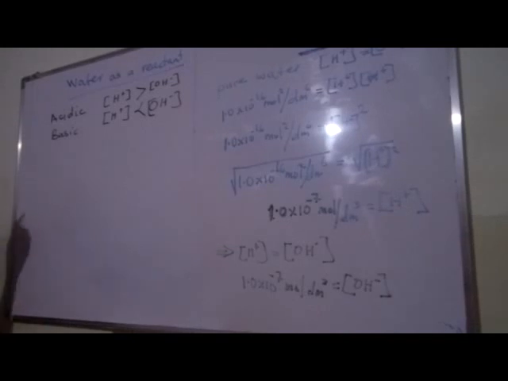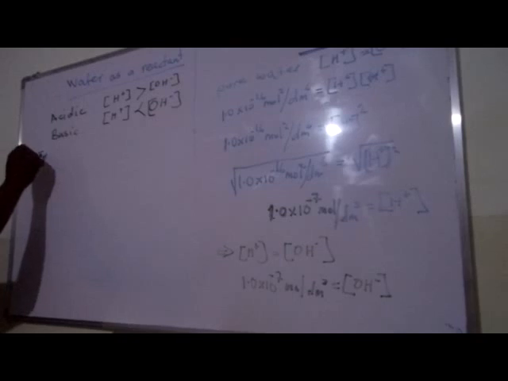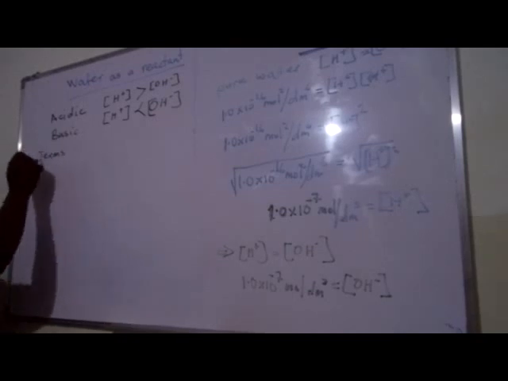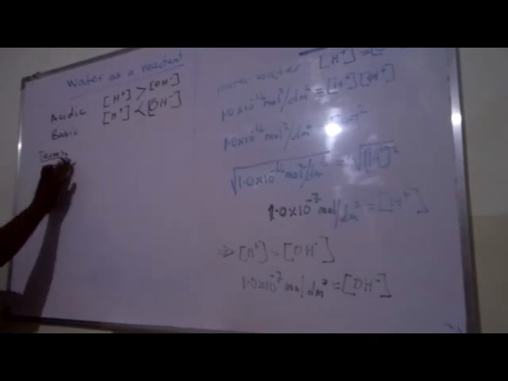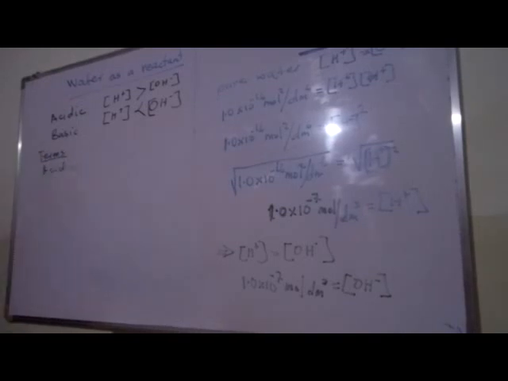And this actually brings us to defining the terms, an acid, because we are saying the solution is acidic. So what is an acid then? There are three ways in which acids can be defined. One is called the Arrhenius definition of an acid. One is called the Bronsted-Lowry definition of an acid. One is called the Lewis definition of an acid.